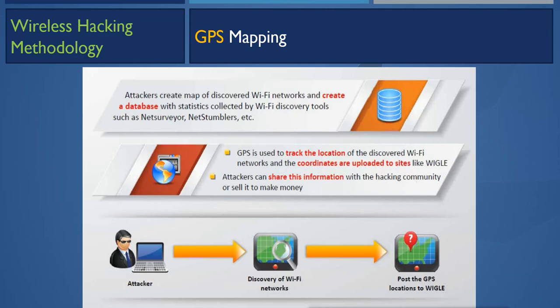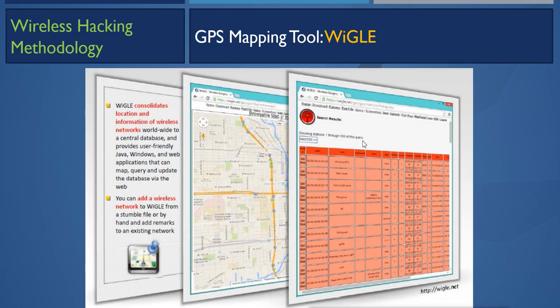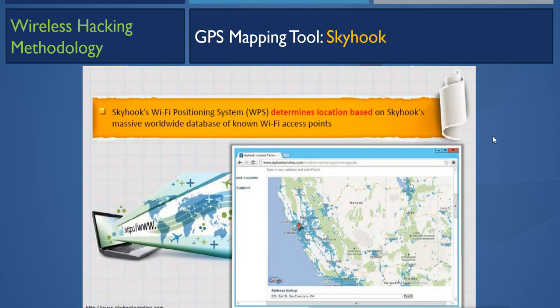So the attacker discovers the Wi-Fi network and posts the GPS location on a site of the Wigle type. This is the site called Wigle, where we can find this. Wigle consolidates locations and information of wireless networks worldwide into a central database and provides user-friendly Java, Windows and web applications that can map, query and update the database via the web. You can add a wireless network to Wigle from a Stumbler file or by hand, and add remarks to an existing network also. It will show you the whole network, the location, and the information about the networks available around us.